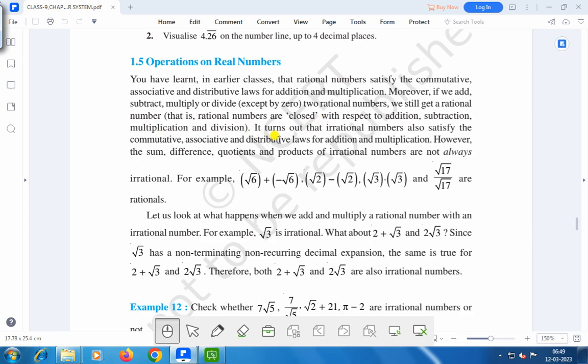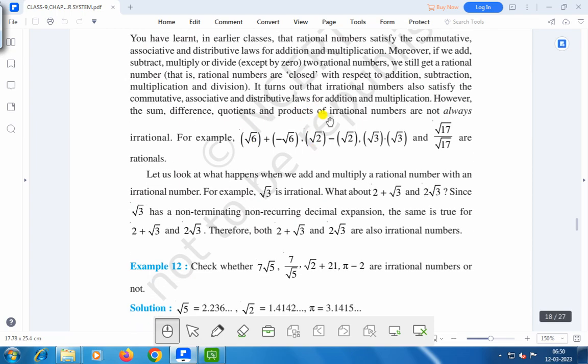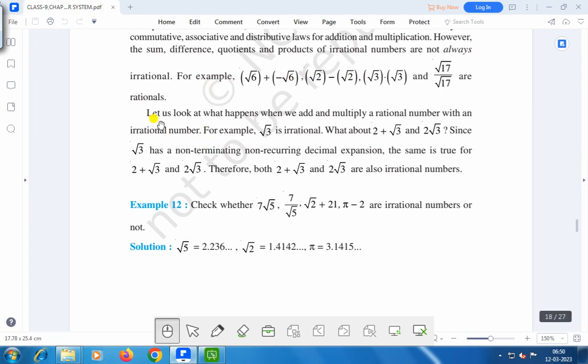It turns out that irrational numbers also satisfy the commutative, associative, and distributive laws for addition and multiplication. However, the sum, difference, quotients, and products of irrational numbers are not always irrational. For example, root 6 minus root 6, root 2 minus root 2, root 3 times root 3, and root 17 by root 17 are rational. Let us look at what happens when we add and multiply a rational number with an irrational number.